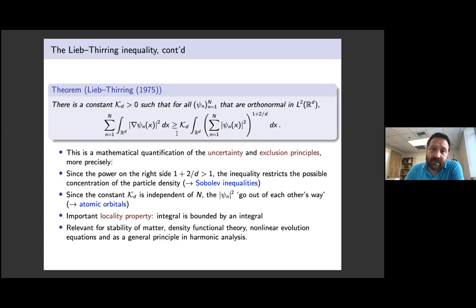And it was these inequalities that I've listed that made the inequality such a crucial ingredient in the Lieb-Thirring proof of stability of matter. And since then the inequality has been used in many different areas, both in mathematical physics, like density functional theory, in PDE, nonlinear evolution equations, the Navier-Stokes equation, and, as I'm going to tell you later on in this talk, also as a general principle in harmonic analysis.